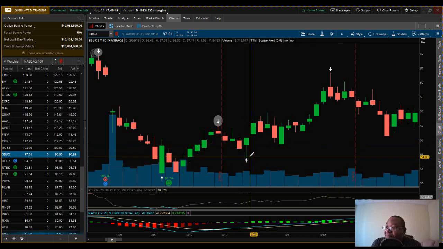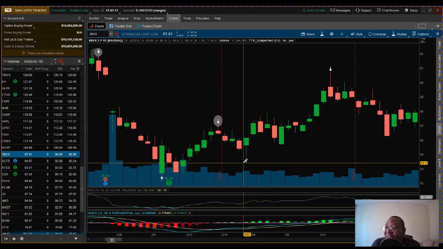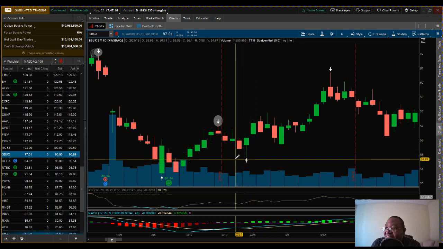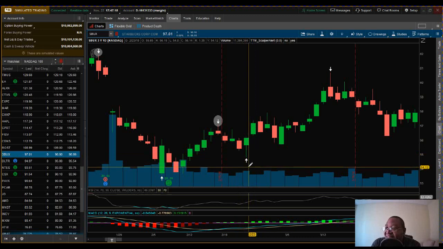TTM Scalper Alert. Now, if you are not using Thinkorswim, you should be able to find this if you're using Charles Schwab, E*Trade, TradeStation, TradingView. You should be able to get this TTM Scalper Alert indicator. I don't think it's that uncommon, and you can use it just as good in those brokerages as well.